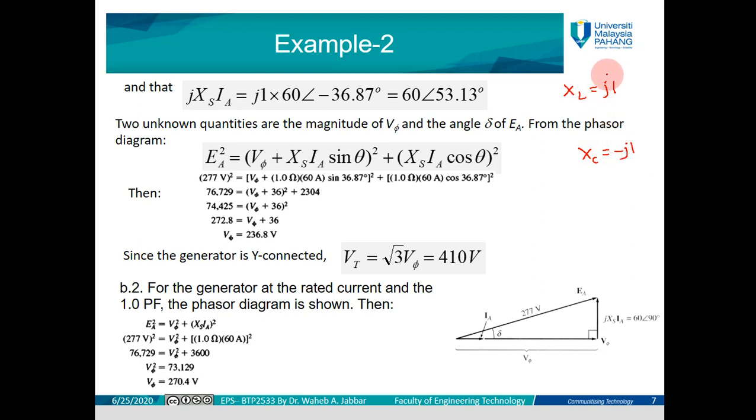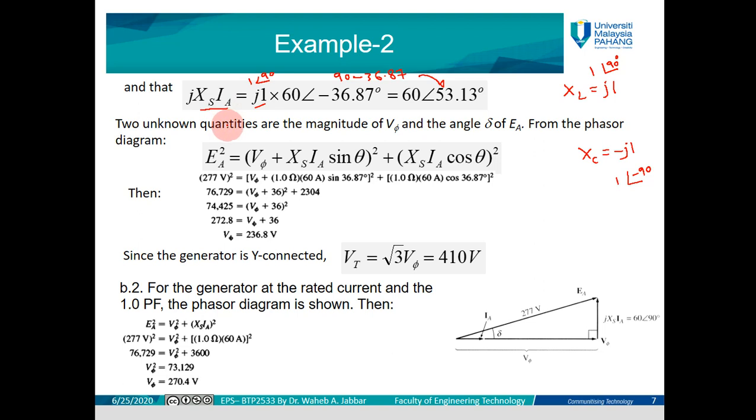When we say j1, that means it is 1 with an angle of 90 degrees. When we say negative j1, this is equal to 1 with an angle of negative 90. So this j1 is like 1 with an angle of 90, times 60 with an angle of negative 36.87. So 90 minus 36.87 gives you the value of 53.13. Okay, 60 times 1 will be 60. So this will be the voltage drop, or the armature reaction, for the synchronous generator.